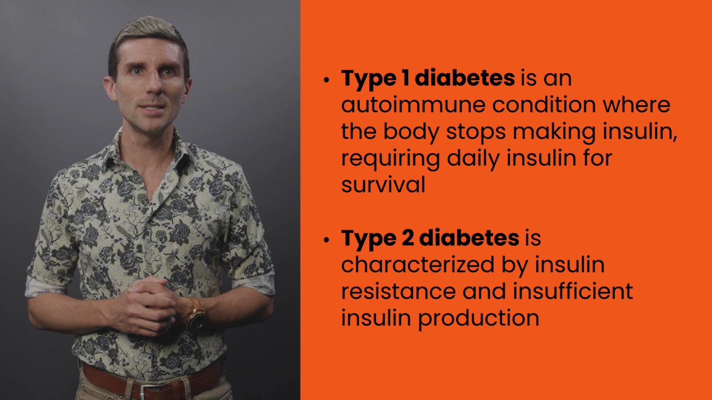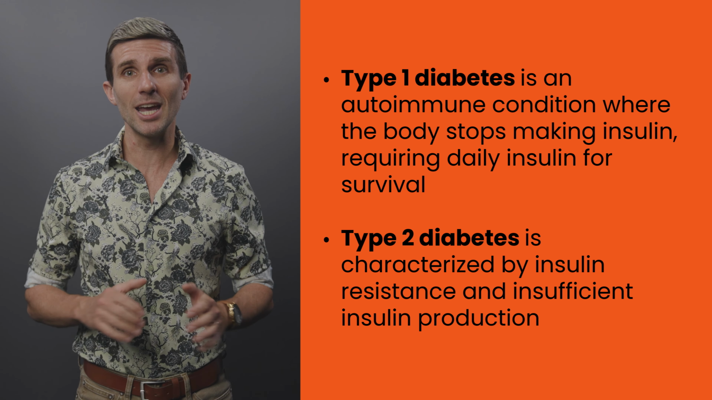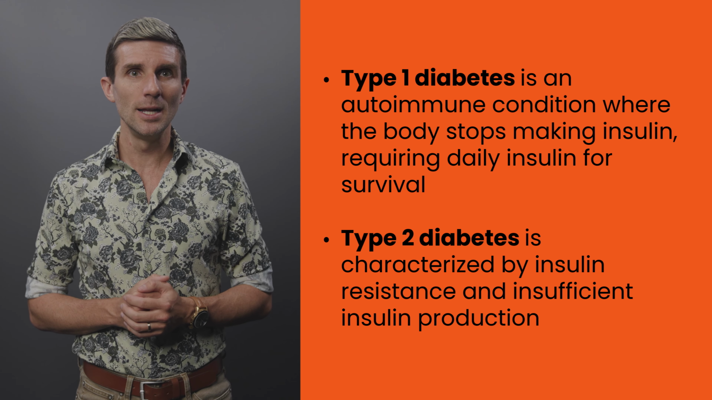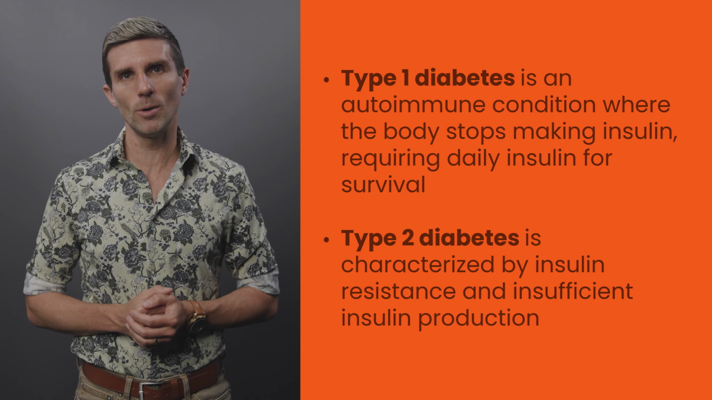Type 1 diabetes typically develops in childhood or young adulthood, but can occur at any age, whereas type 2 diabetes is more common in people over 40, though it is increasingly seen in younger people.